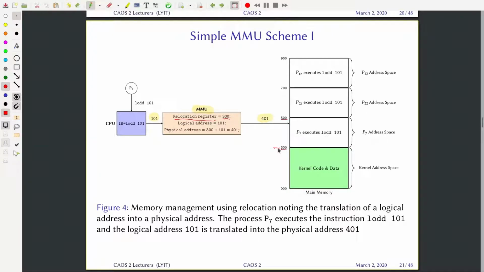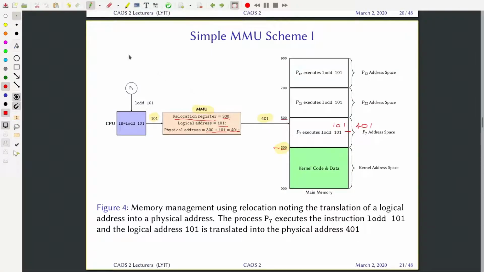Well, the relocation register, as I've just said, is set to 300, which is the first address, and all we do is we take the logical address, which is 101, and we add the two together like so, and this gives us our 401, which is the correct physical address. So now if you think about, well, where would 401 be? Well, 401 would be just about here. As a physical address it would be 401, but as a logical address it would be 101.